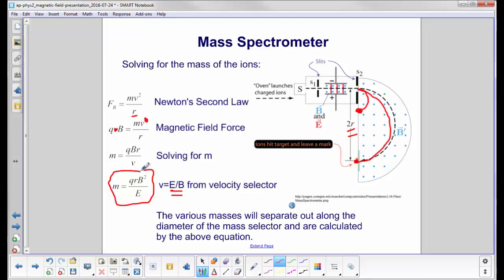and this tells me I measure the radius, I measure the distance, and recall, if I measure from here to here, I cut it in half to plug in R. I know what the magnetic field is because I set it. I know what the electric field is. I know what the charge on the ions is. I did that using a separate method that we're not talking about here. And that will now tell you the mass of this object, and you'll know the mass of this object. And depending on how many hit here, you can find the relative percentage of those different masses for whatever sample you're analyzing. So, in summary, the various masses of the ions will separate out along the diameter of the mass selector and are calculated by this equation here.